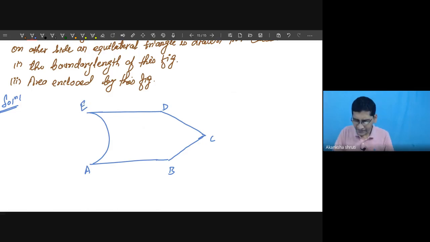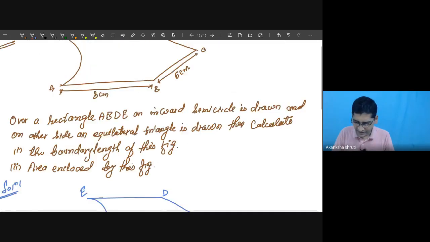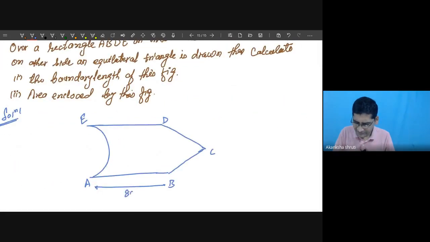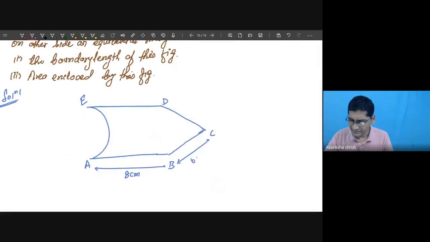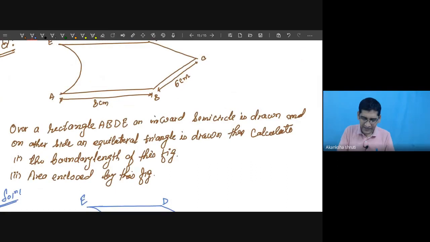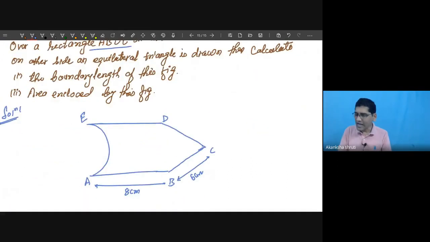Whatever first given, you start thinking with that one. This much length is our 8 centimeter, and this much length is 6 centimeter. Also, it is given that ABDE is a rectangle, though the entire rectangle is not drawn here. Okay, means it is a rectangular part. It means DE will also be our 8 centimeter.